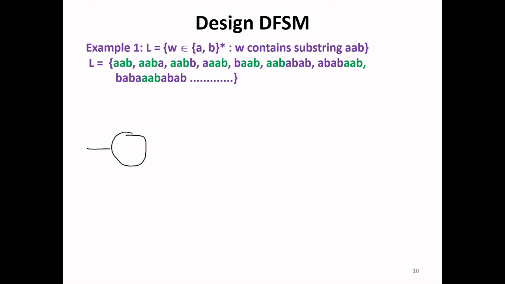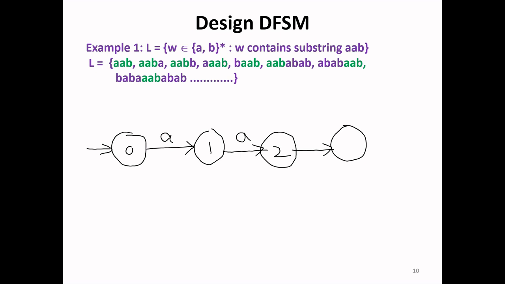This is the initial state 0, going to state 1 with the first input symbol A, then from 1 to state 2 with the second symbol A, and to state 3 for symbol B, reaching the final state. So we got the compulsory substring AAB reaching the final state.